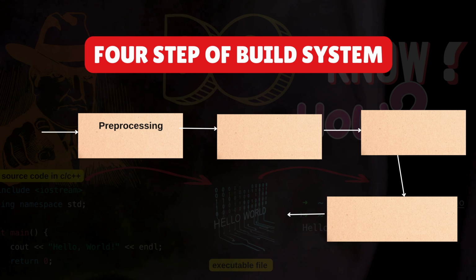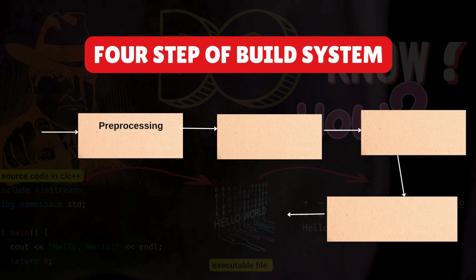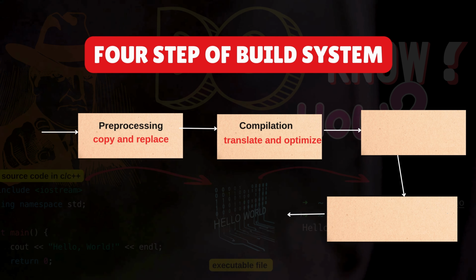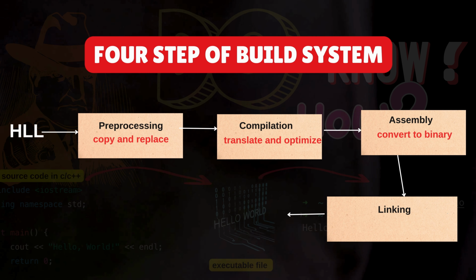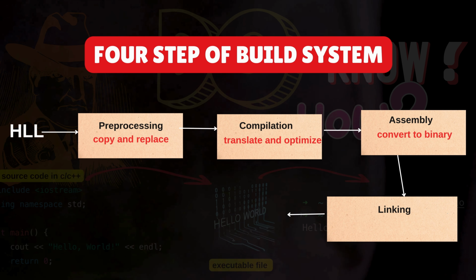So the 4 steps are preprocessing, copy and replace; compilation, translate and optimize; assembly, convert to binary; linking, stitch everything together. From high-level C or C++ code all the way down to low-level binary CPU love.